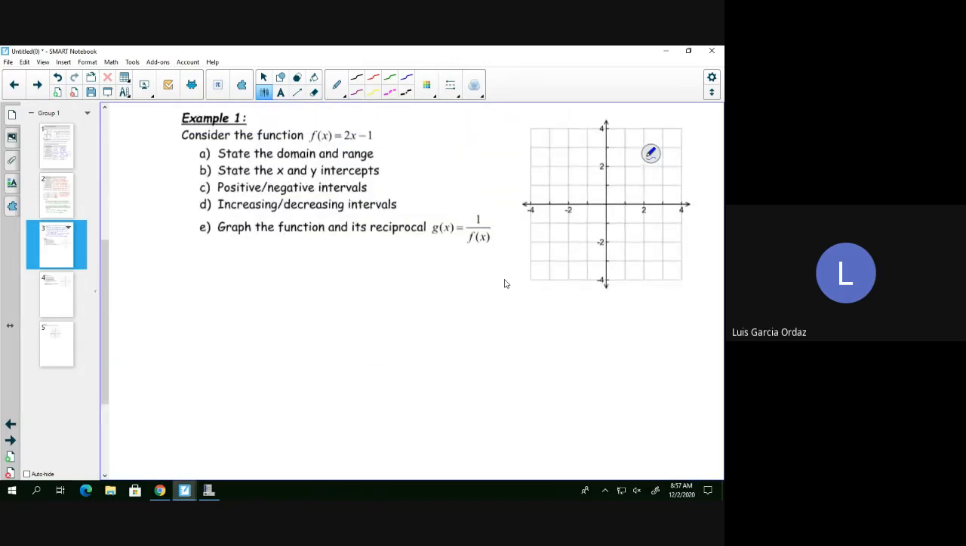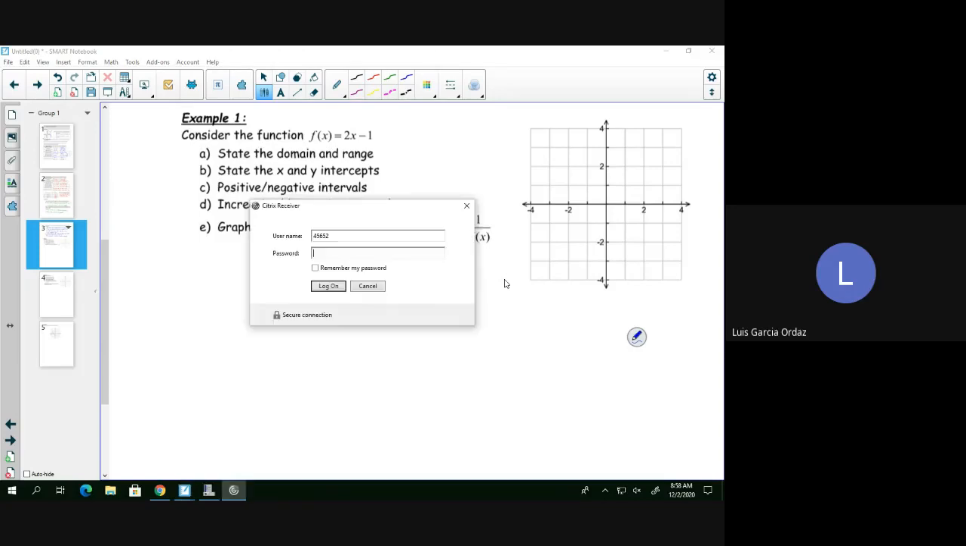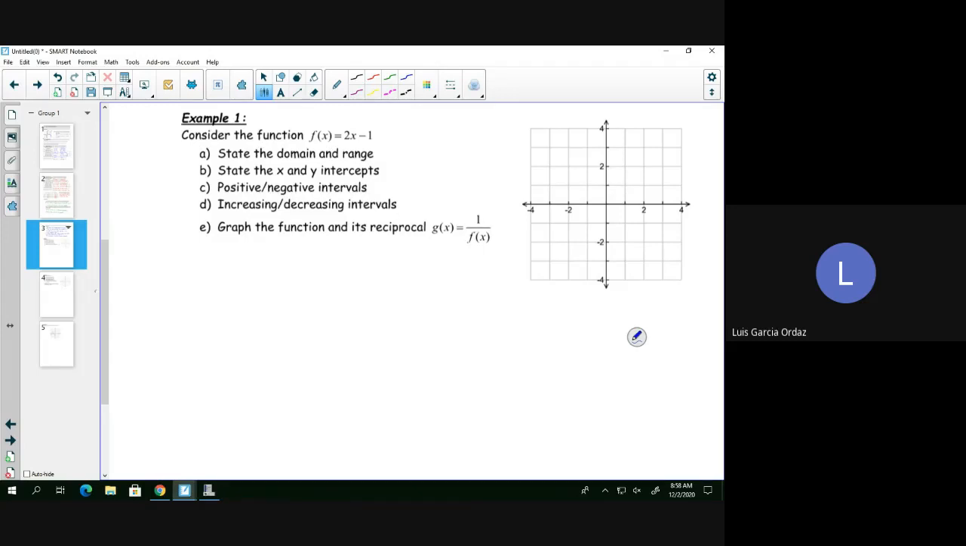All right, so we are going to consider the function f of x is equal to 2x minus 1. So for A, we want to say the domain and the range of the parent function, the x and y intercepts, the positive and negative intervals, the increasing and decreasing intervals, and then we want to graph 1 over f of x. So to graph f of x equal to 2x minus 1, what is our y-intercept? Negative 1.